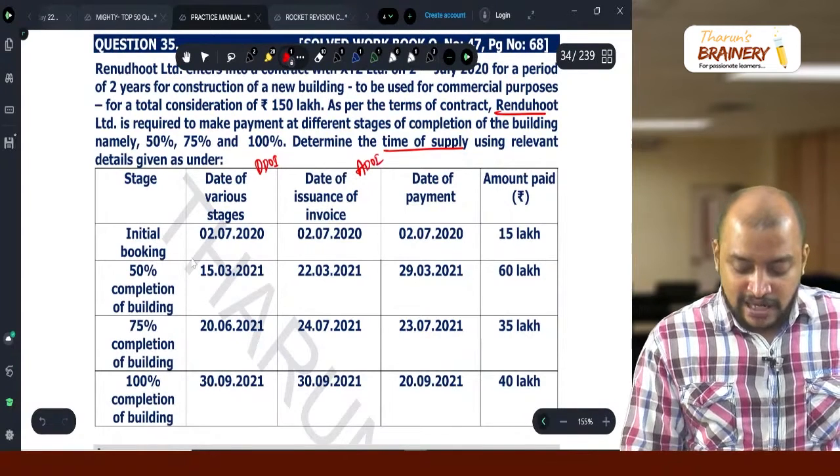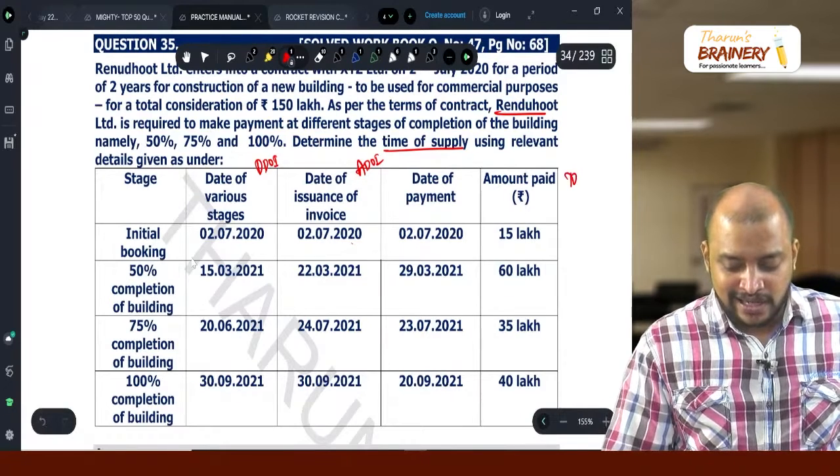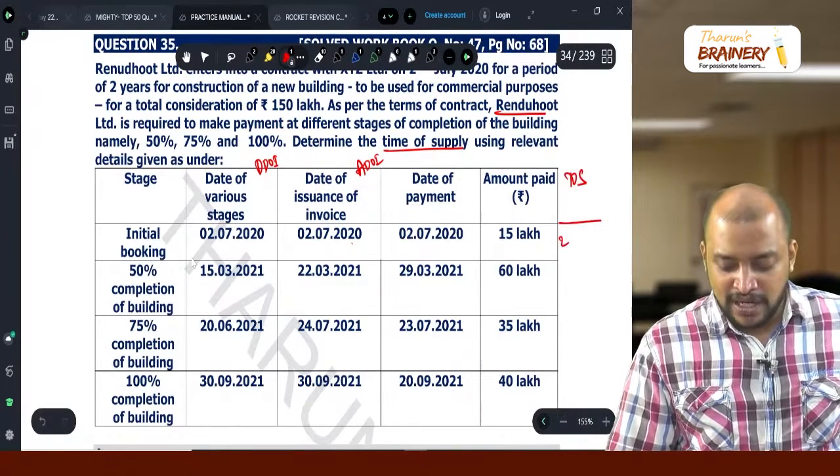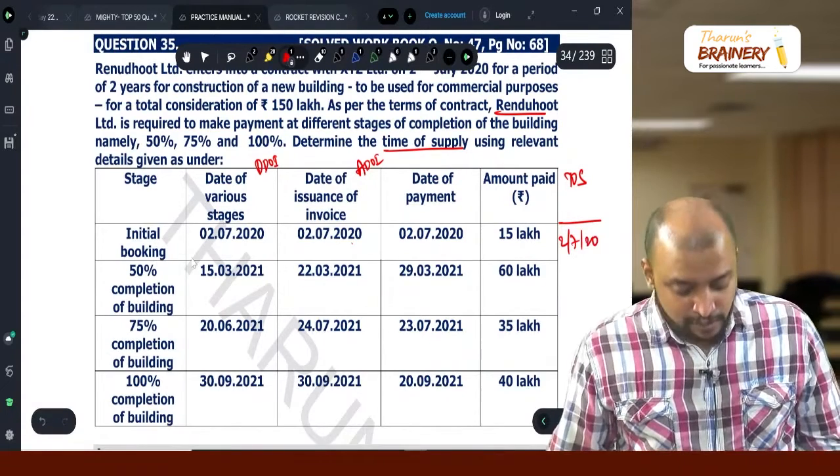Whether in the first case the invoice is given within the due date, yes. So invoice date or payment date, whichever is earlier. So the time of supply will be 2/7/2020.